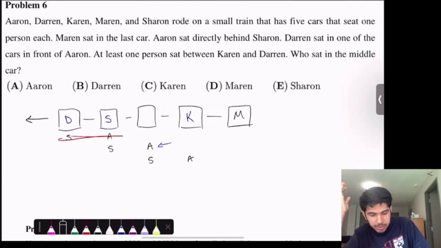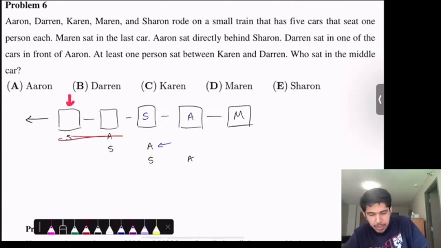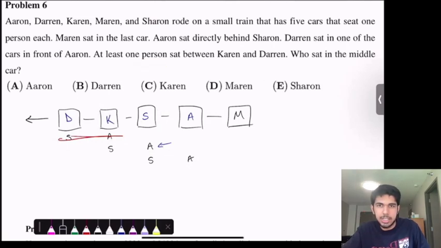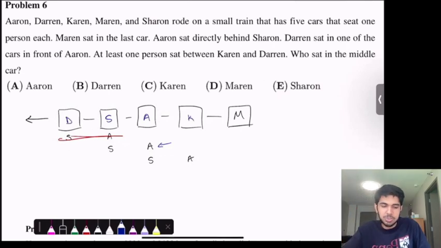Cool. Let's try the other case, where Sharon is here and Aaron is here. Well, we know Darren is in one of these two spots, so let's say we put Darren here, then Karen has to be there, but now there's not at least one person sat between Karen and Darren, right? They're right next to each other. And similarly, if we put Darren in the second car, then Karen would be here, and we have an issue once again. So none of these configurations work. So that means this is the only case which works, and we're asked to find who sat in the middle car. That would be Aaron.